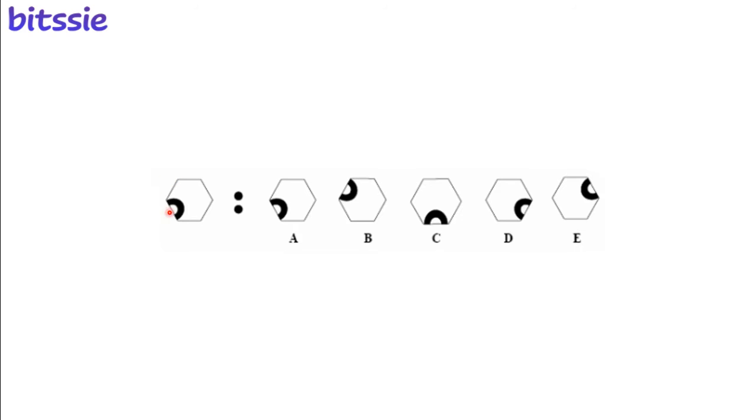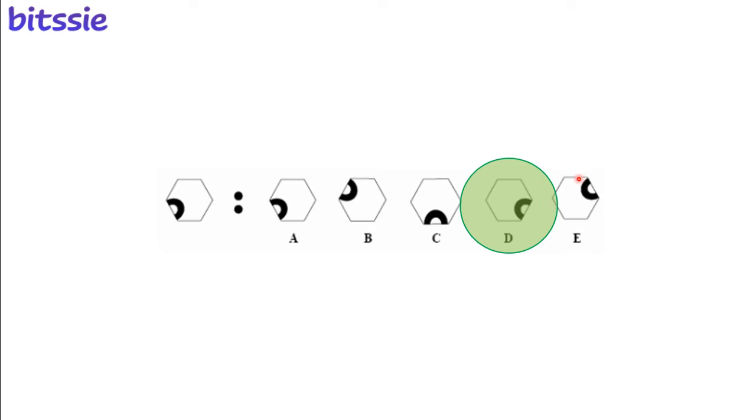Here we have a hexagon with a small black loop in the bottom left. If we were to flip that in a vertical mirror as this is, we would get a small black loop in the bottom right of the shape, as we see in not A or B or C but D.